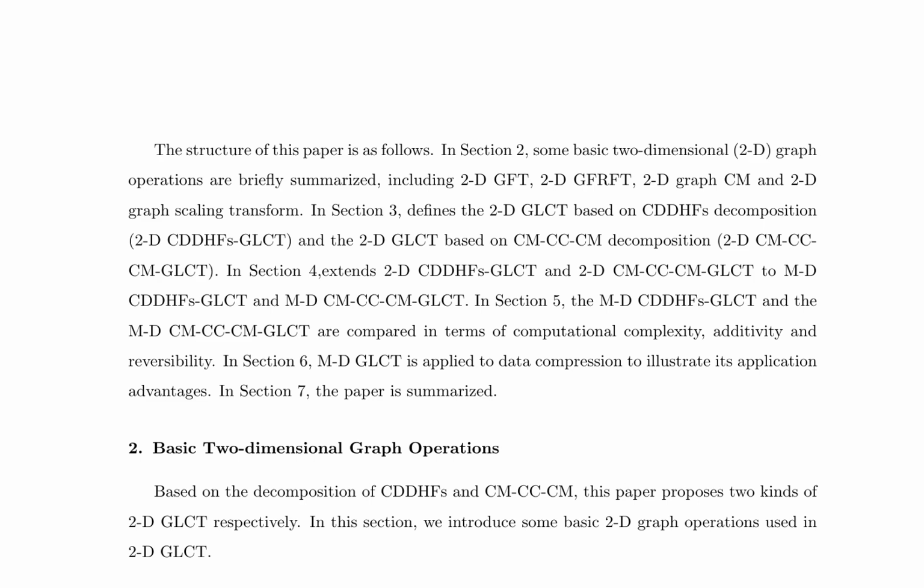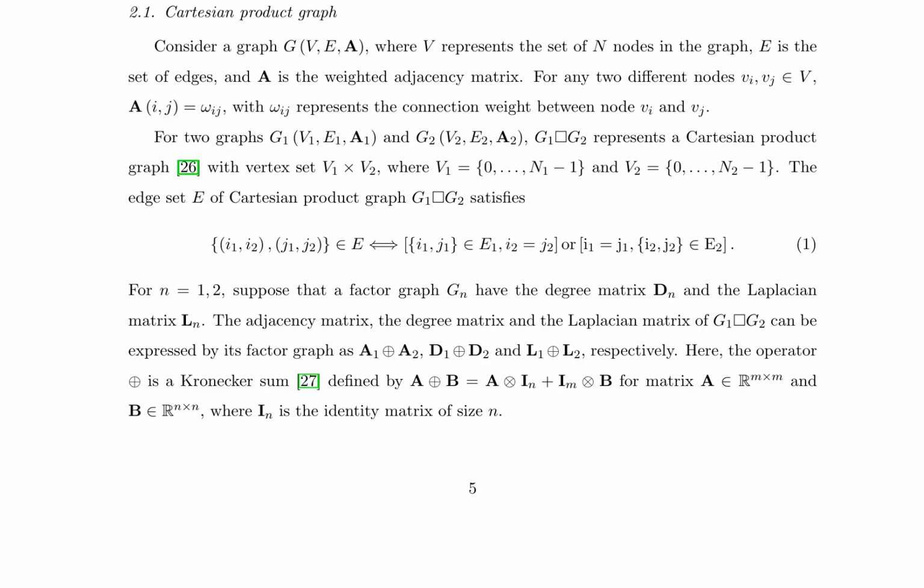The paper also explains that for a factor graph Gn with degree matrix Dn and Laplacian matrix Ln, the adjacency matrix, degree matrix, and Laplacian matrix of G1 □ G2 can be expressed as A1 ⊕ A2, D1 ⊕ D2, and L1 ⊕ L2, respectively, using the Kronecker sum operator ⊕. This operator is defined as A ⊕ B equals A ⊗ I_N plus I_M ⊗ B for matrices A and B of sizes M times M and N times N, where I_N is the identity matrix of size N.